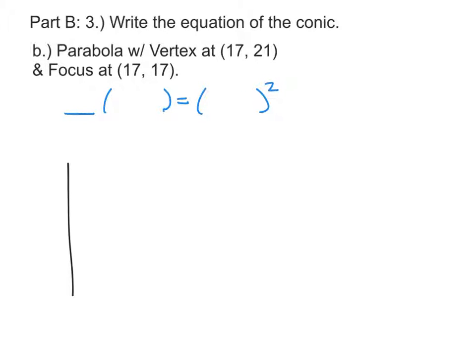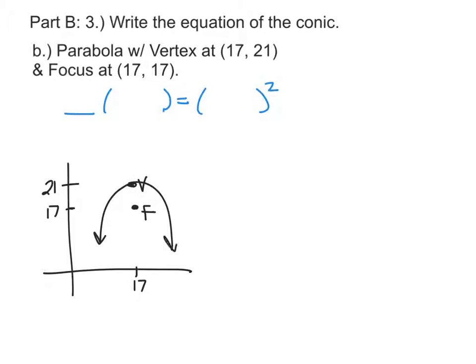And for this problem, it says the vertex is at 17, and then up 21. So that's where the vertex is going to be. The focus, it says, is at 17, 17. So the focus is going to be down below, meaning the parabola opens downward like this. Since it's going to open vertically, that's going to mean for our equation that y is going to come first, and it's the x's that are going to get squared.